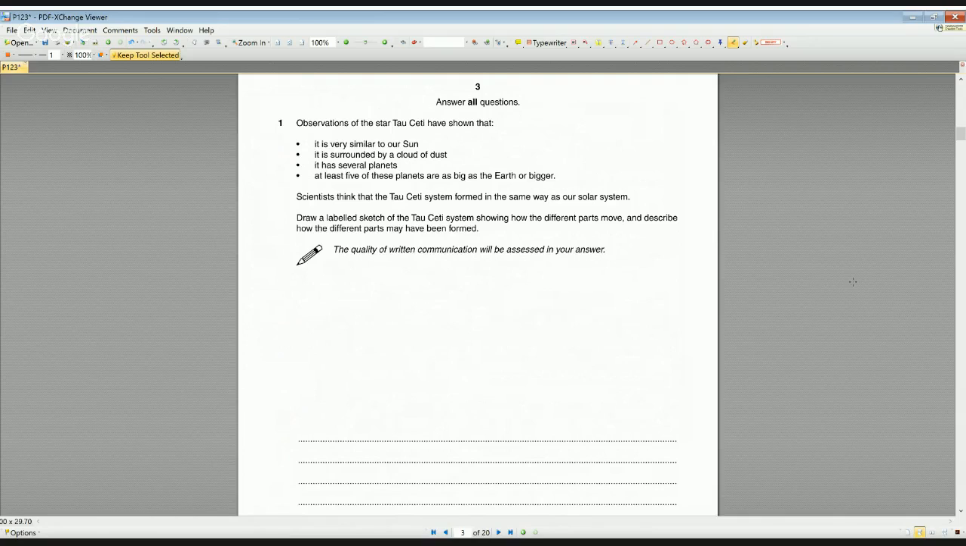The point here is that it tells us straight away that Tau Ceti is very similar to our sun. In other words, it's asking a question about our sun and the solar system around it. Once you start to look at it like that, it's actually a very straightforward question. It's asking us to draw a labeled sketch of the Tau Ceti system. In other words, to draw a labeled sketch of our solar system, showing how the different parts move, and describe how these different parts may have formed.